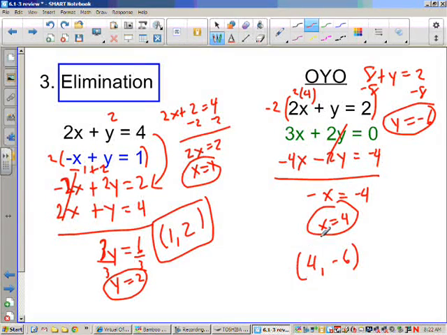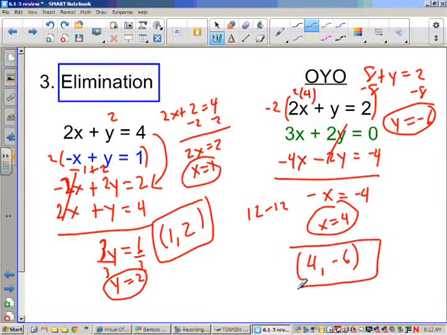And to double check that, we can plug in here. In the green equation, we would get 12, and then 2 times negative 6 is negative 12. 12 minus 12 is 0, and of course we made it work in the top equation. So good solution there as well.